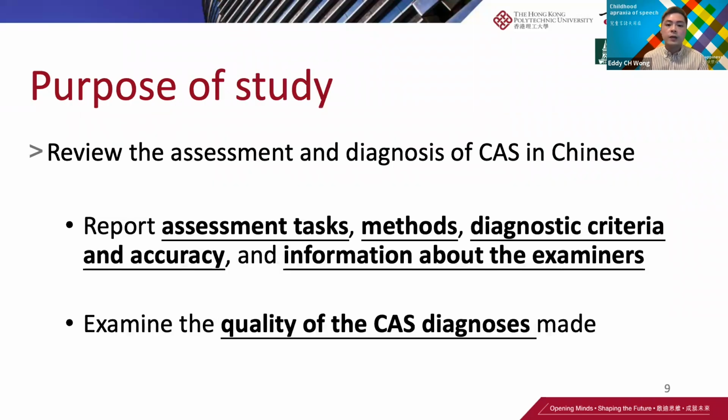The purpose of this study is to review the literature about the assessment and diagnosis of CAS in Chinese in terms of the assessment task, methods, diagnostic criteria and accuracy, and information about the examiners. We also examined the quality of diagnosis made in these research studies. This is the first ever review study that includes Chinese written articles.